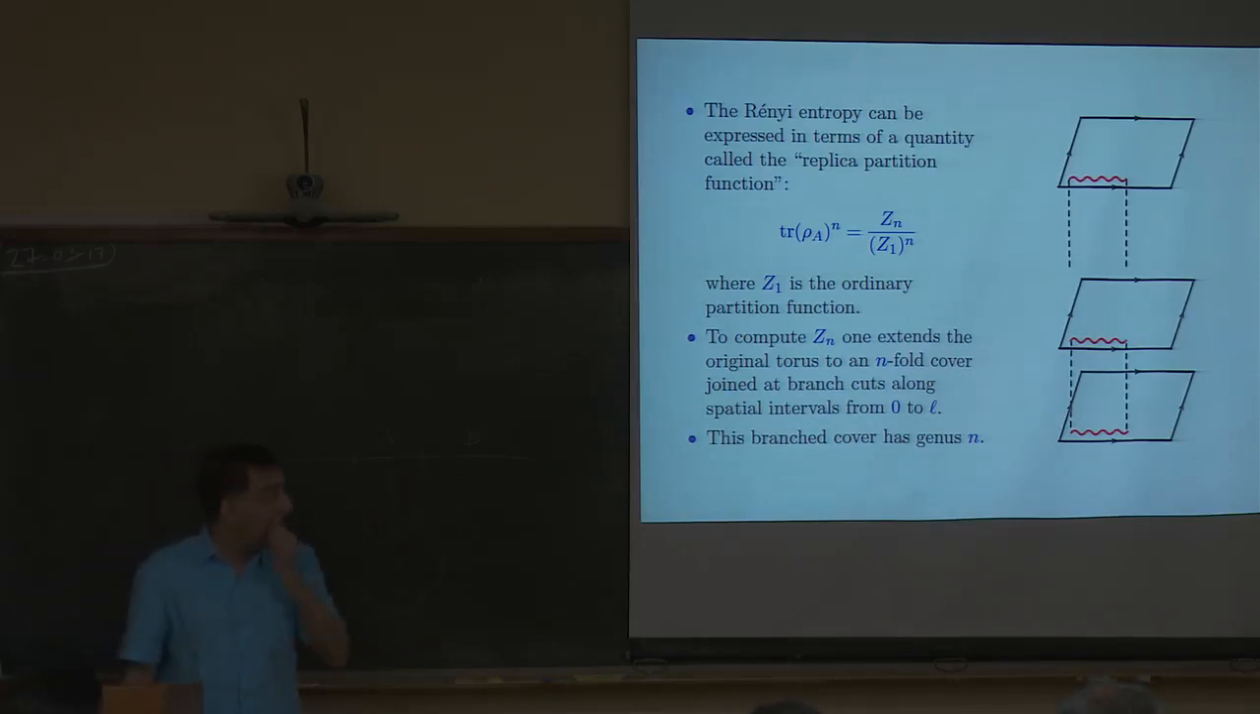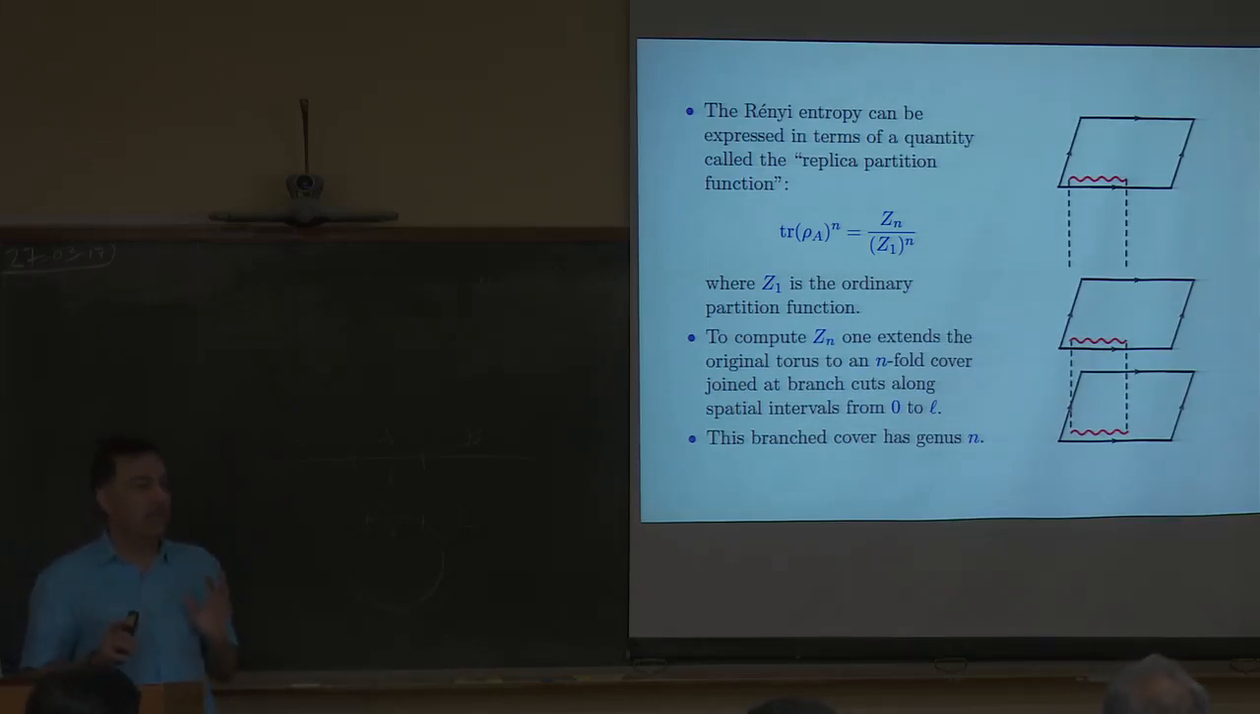But here we are doing something which is simple conceptually, but nobody seems to have actually worked on this in much detail, and that's probably why we found something new, which is to take an existing Riemann surface, the torus, and then just glue it along a single cut. So this is the case of interest. So the branched cover has genus n.